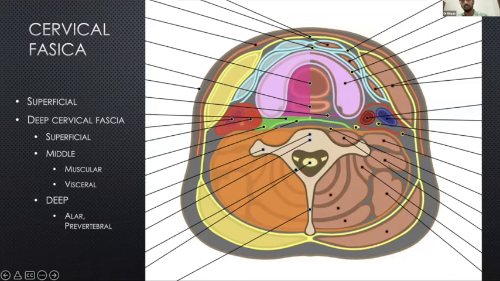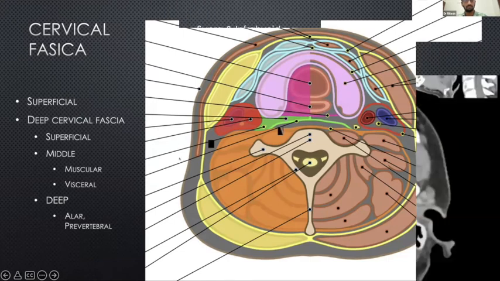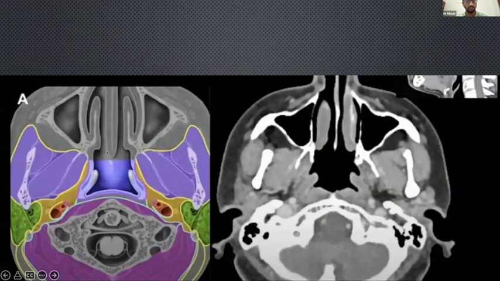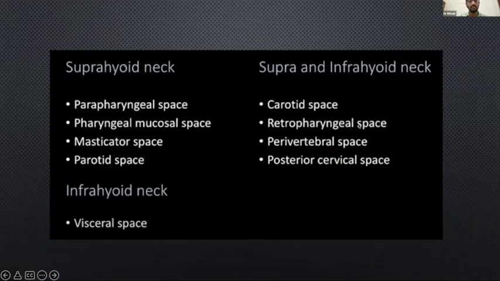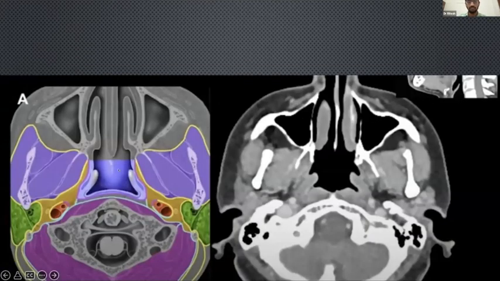And then coming to the spaces of the neck per se, initially we can divide into suprahyoid and infrahyoid. There are spaces which extend through both supra and infrahyoid neck: the carotid space, retropharyngeal, perivertebral, and posterior cervical space. In the suprahyoid, we have the parapharyngeal, pharyngeal mucosal, masticator, and parotid. In brief, if you see, this will be the pharyngeal mucosal space.